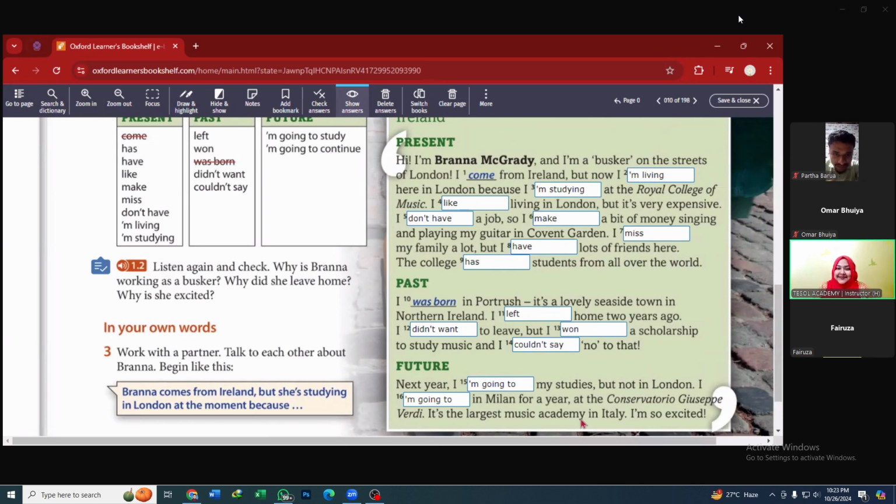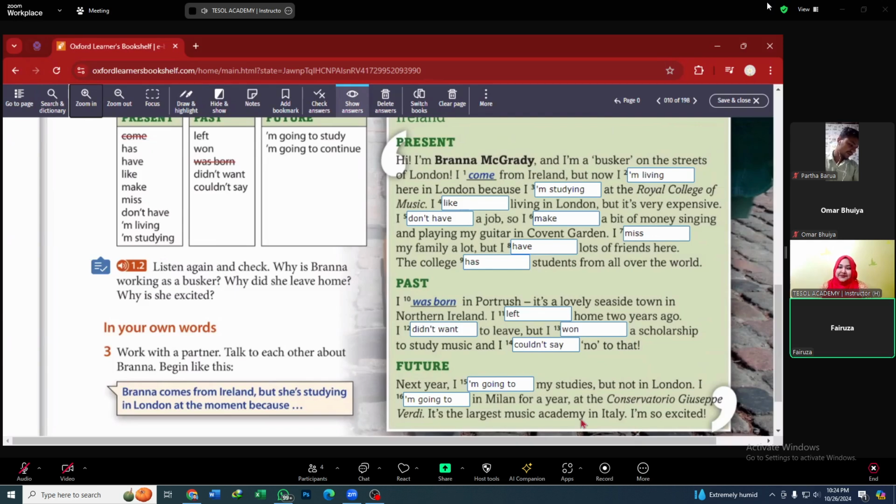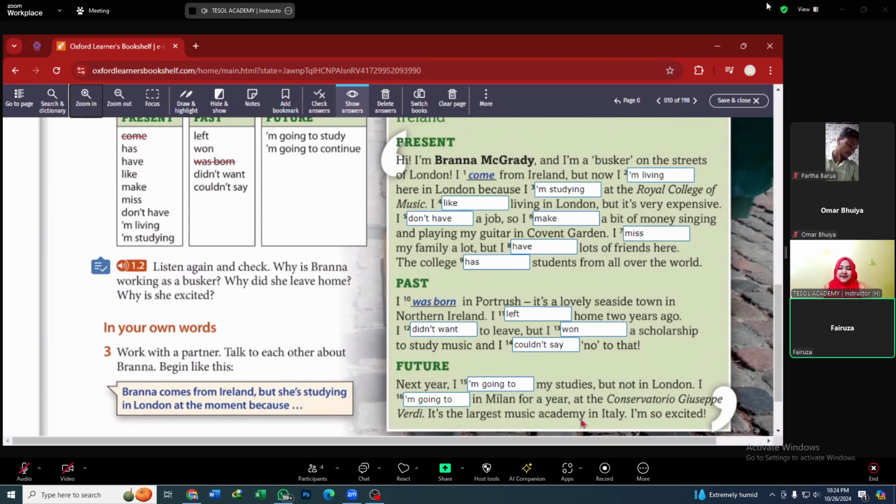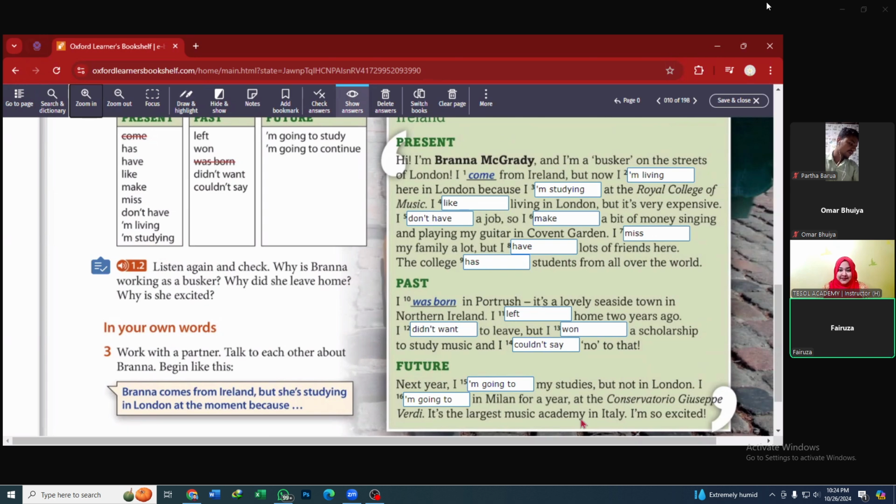Let's start. Hi, I am Brana McGrady, and I am a busker on the streets of London. I come from Ireland, but now I am living here in London because I am studying at the Royal College of Music. I like living in London, but it's very expensive. I don't have a job, so I make a bit of money singing and playing my guitar in Covent Garden.